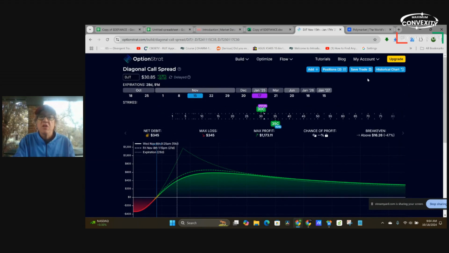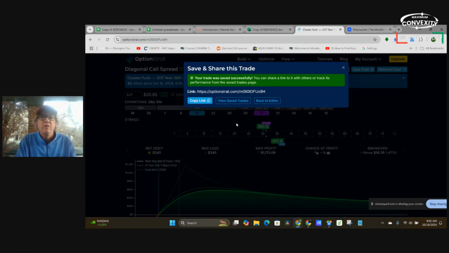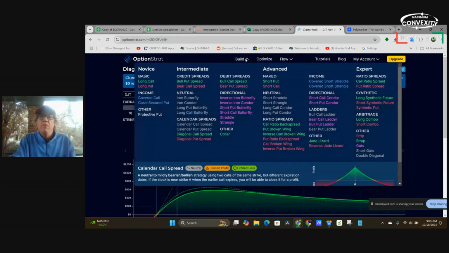But anyway, let's save this trade. This is today's clusterfuck trade. We'll see how this one does. I do a new one every day, because you can't put on a trade at yesterday's prices in case somebody's looking today. There's today's clusterfuck strategy right there. I'll put it in the comments in case anyone wants to look at it or wants to put it on.